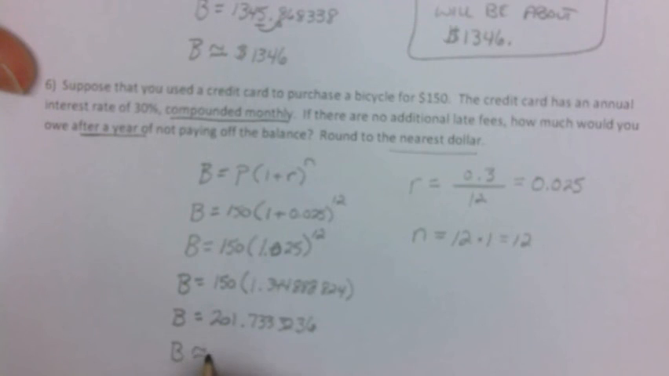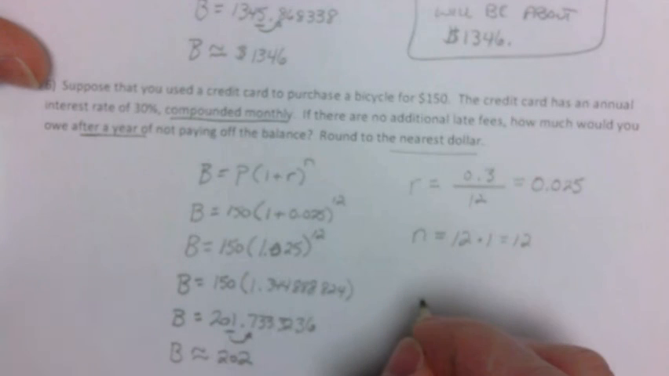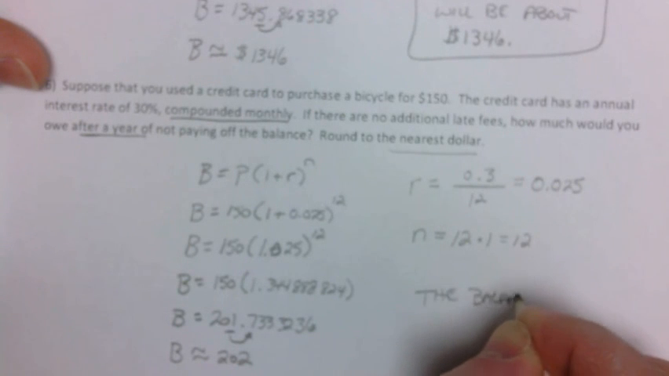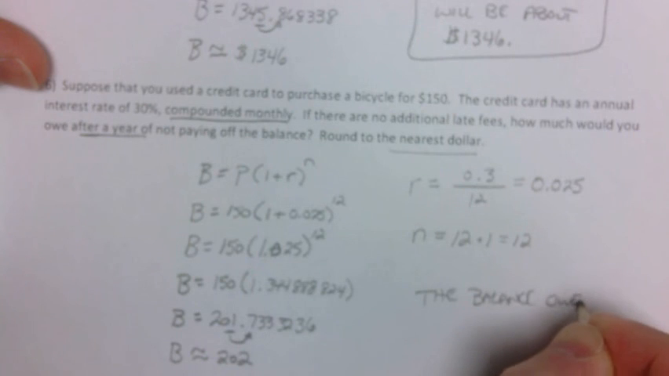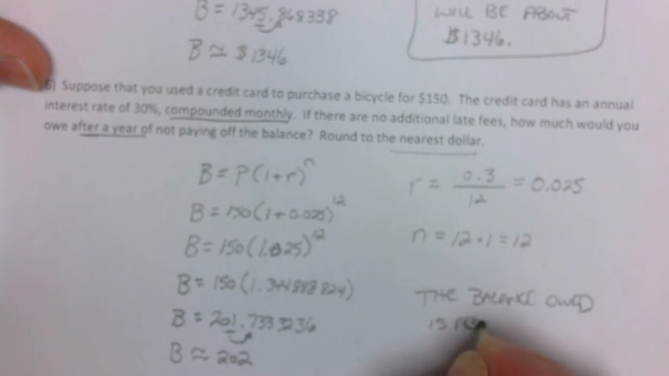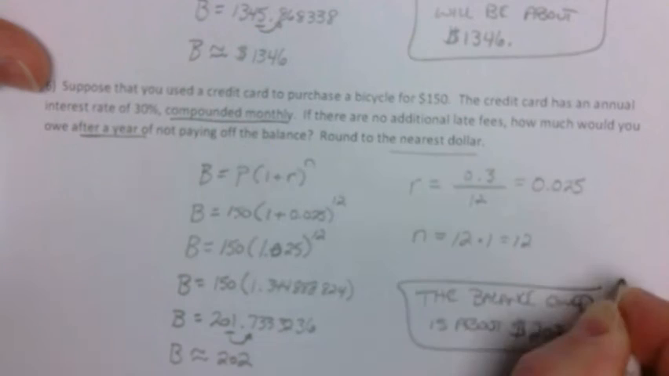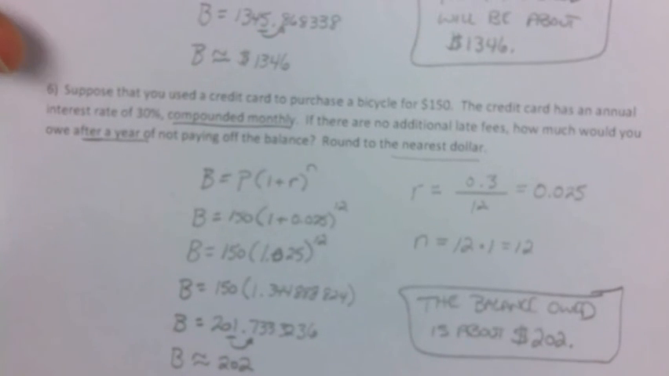B is approximately, well, that 7 is enough to round 201 up to 202. Okay, so that means that the balance owed is about $202. Okay, so make sure that you pay attention to the question to see how many times you are compounding the interest. That way you'll know which values you're supposed to plug in for your R and N values.